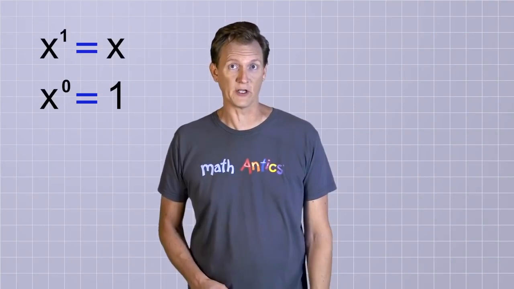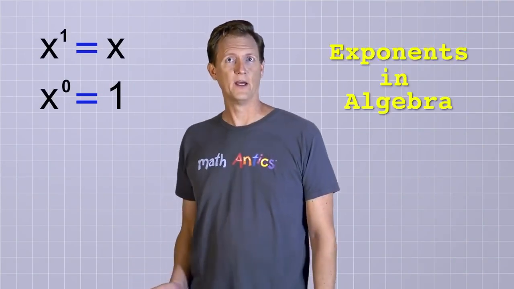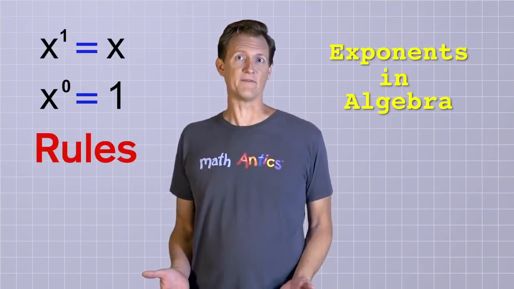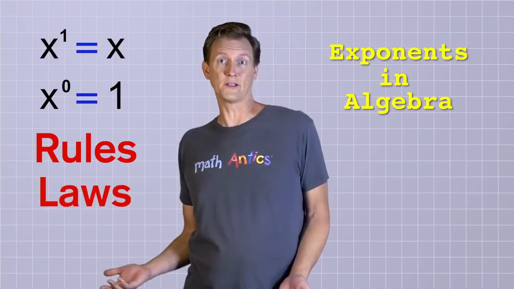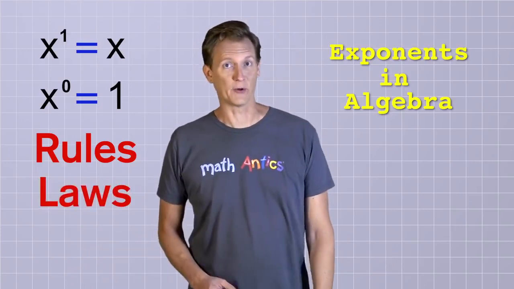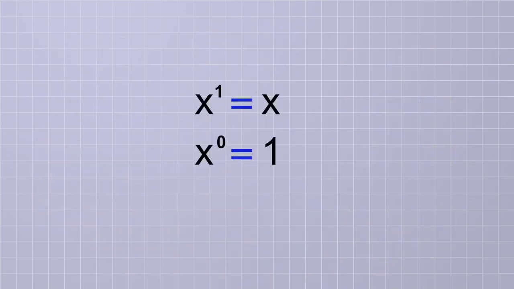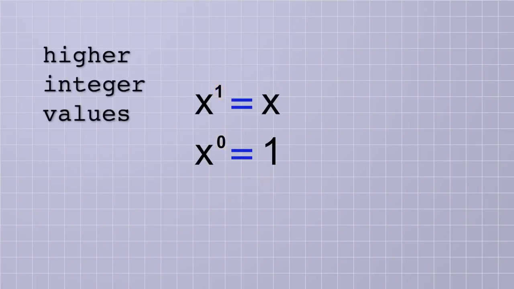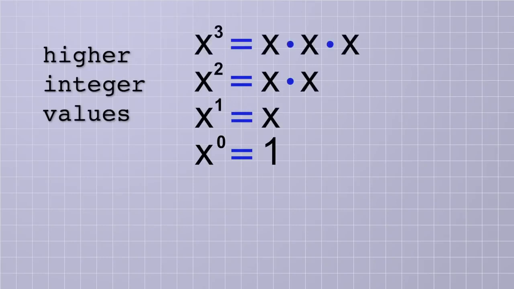Okay, let's start with just the first two laws on our list, which should look familiar if you watched our video called Exponents in Algebra. They're just the two rules we learned in that video. You know, rules, laws, same difference. So you probably already know them. They simply tell us that anything raised to the first power is itself, and anything raised to the 0th power is just 1. And because we already know about exponents that are higher integer values, like x to the second and x to the third, that means we've pretty much got things covered, right?